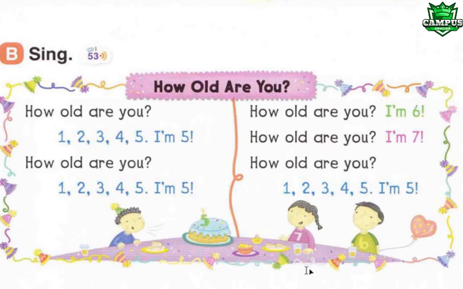1, 2, 3, 4, 5. I'm 5. How old are you? 1, 2, 3, 4, 5. I'm 5. How old are you? I'm 6. How old are you? I'm 7. How old are you? 1, 2, 3, 4, 5. I'm 5.